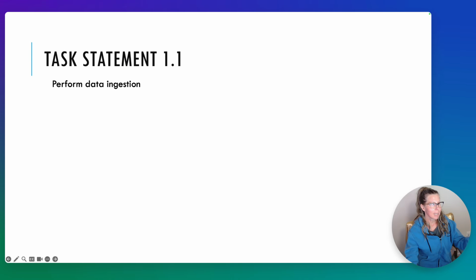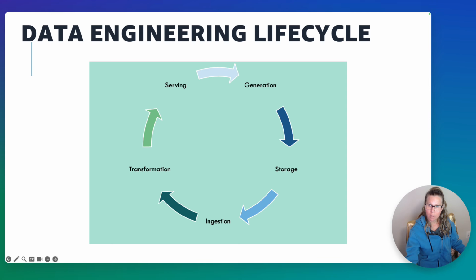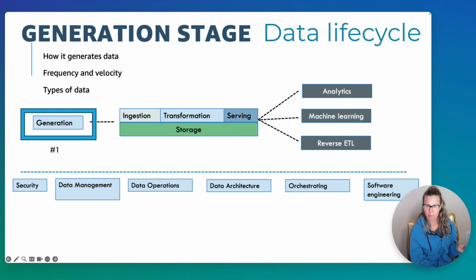Let's get started with task statement 1.1, which is to perform data ingestion. And again, this is the first task statement from Domain 1 for the Data Engineer Associate Exam Guide. And before we begin, let's step back to our fundamentals and talk about the data engineering lifecycle that we were just talking about a few minutes ago. Remember, the steps or stages are generation, storage, ingestion, transformation, and serving data. So let's quickly cover the first two steps before ingestion, which is the focus of this task statement. And we're going to start with generation.